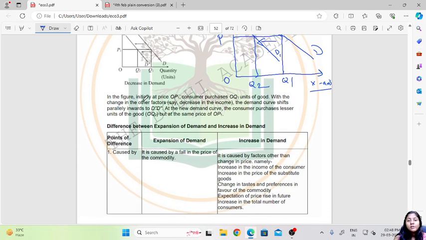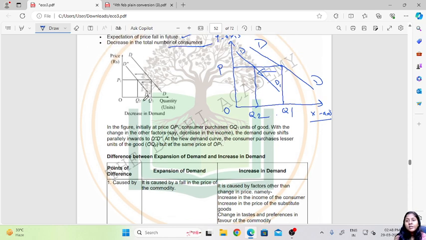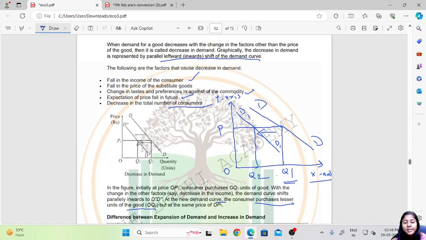So in the figure, initially at price OP1, consumer purchases OQ1. With the change in other factors, the demand curve shifts parallelly inwards to D1 D1. So demand curve will shift inside and we will get a new demand curve, that is D1 D1. At the new demand curve, the consumer purchases lesser units of the good OQ2, but at the same price of OP1. So this indicates there is a decrease in demand.